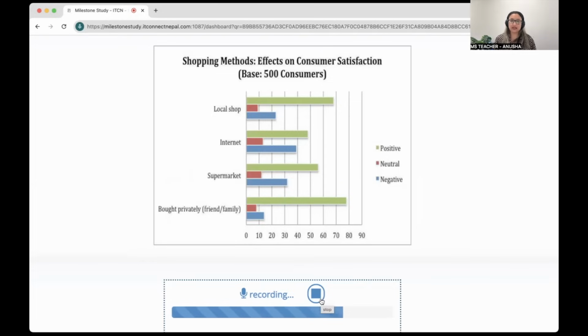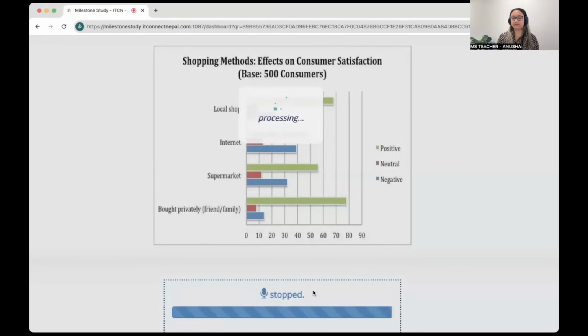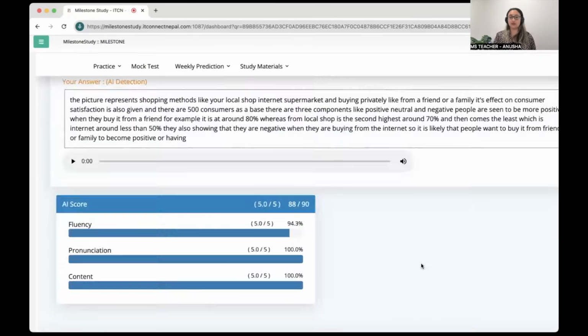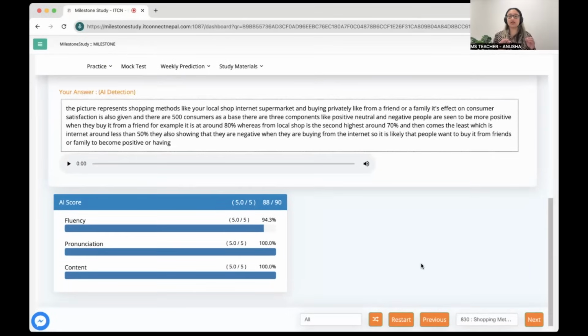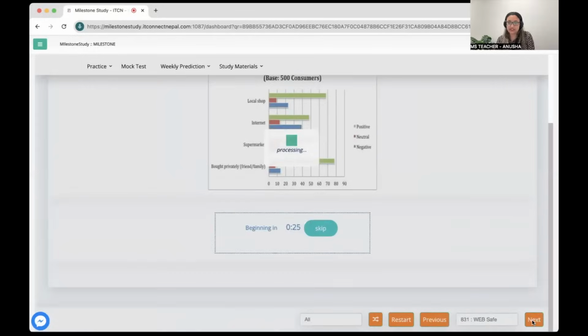They're also showing that they are negative when they are buying from the internet. So it is likely that people want to buy it from friends or family to have positive effects. Okay, so I've spoken for the full 40 seconds. It was not easy, guys, okay? Because first you had to think of the components, then you had to speak with flow. It is a challenging job, but that's what you have to do. Keep practicing. All right, now let's move on to some other types of pictures.